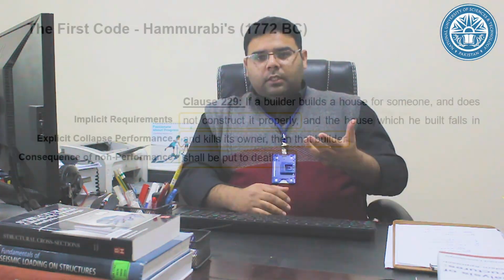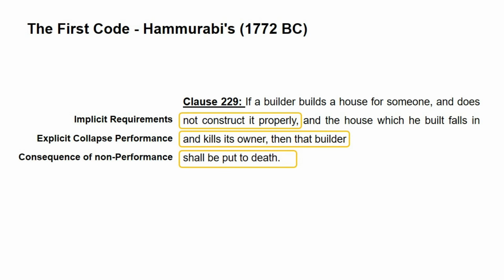Without explicit requirements that the building strength should be this much or should follow these rules, the ultimate performance is what is required. The collapse performance is explicitly defined in this clause, and the consequence of non-performance is also mentioned, without detailed explanation of how you should ensure that the building is properly constructed. This example shows us that the ultimate requirement from the owner's point of view is the performance of the building and not the procedure used to get that performance.